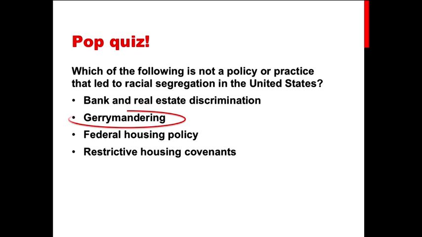The answer is gerrymandering. Gerrymandering is the practice of changing the districts for voting, so to prevent particular people from having their vote count. If you look at maps of gerrymandering, you can see that districts have been redrawn in very creative ways that don't really make sense to try to promote particular people to be elected. Bank and real estate discrimination, federal housing policy, and restrictive housing covenants have all contributed to racial segregation in the US that persists to this day.